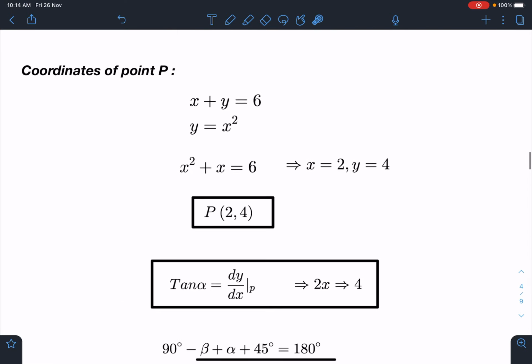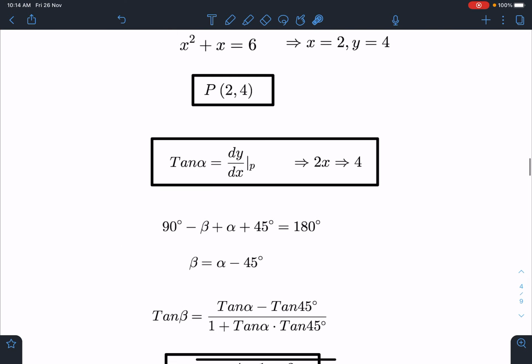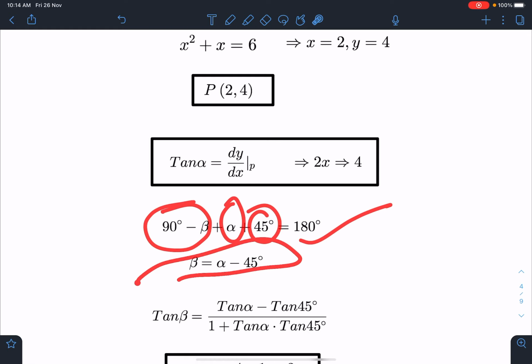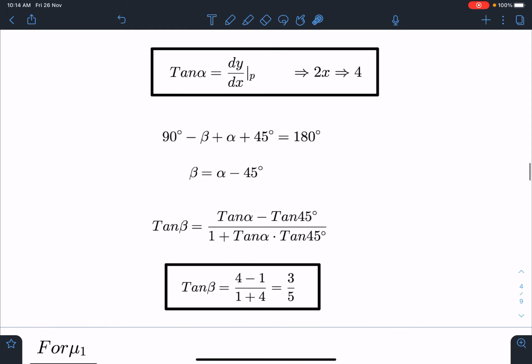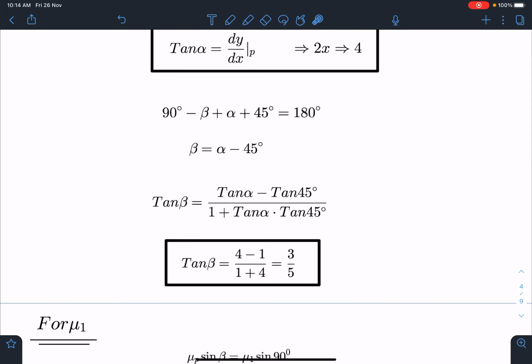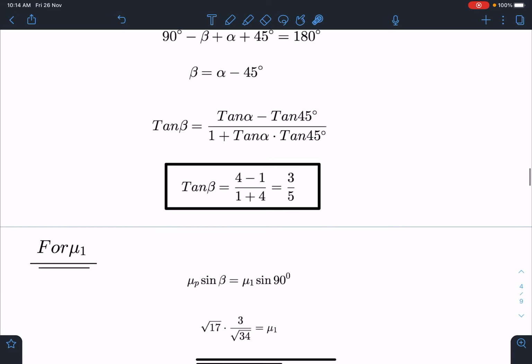So here you can check tan alpha is dy by dx at point P. So that is going to be 2x, and x equal to 2. If you substitute, tan alpha is going to be 4. Such a nice answer. Similarly, 90 minus beta plus alpha plus 45 is equal to 180 degrees, or beta we are going to get as alpha minus 45. Now we can take tan both sides, and when I substitute the value and simplify, I'm going to get tan beta is equal to 3 by 5.